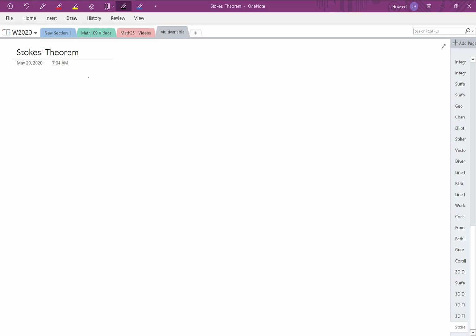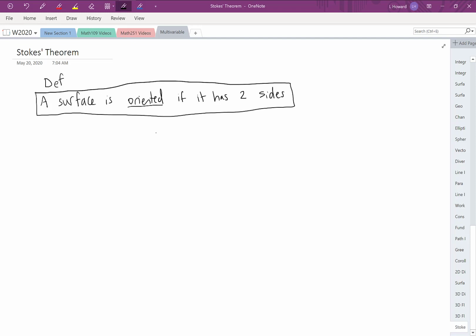In this video, we're going to discuss Stokes' theorem. We'll say that a surface is oriented if it has two sides. So that would be most of the surfaces that we've looked at so far.